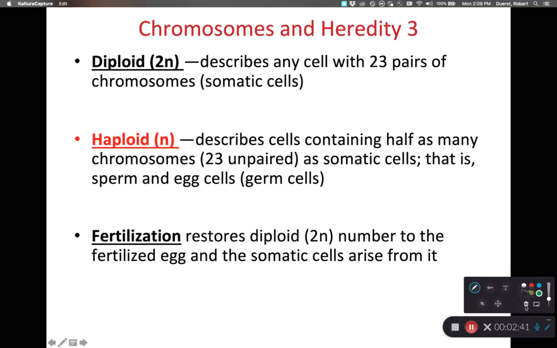Now, as we look at the human genome, our genome is diploid in that most of the cells of our body have two sets, 2N, of chromosomes. Any cell that has 23 pairs, or two sets of 23, is going to be diploid. This is most of the cells of the human body. However, reproductive cells are haploid, and these haploid cells have only one set of chromosomes. The two kinds of haploid cells that humans have are sperm cells and egg cells.